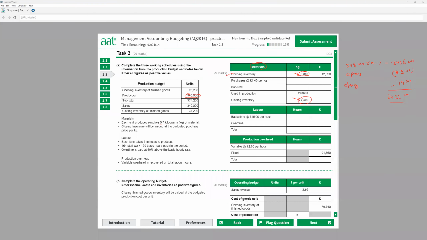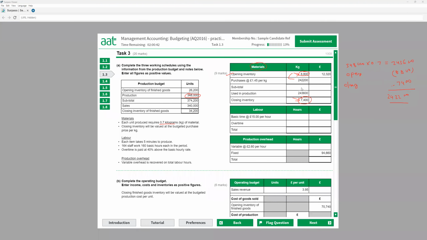This is the purchase amount. So this amount of material we have to purchase. All right, now if we have this one, we can find the subtotal. If we just add these two, the opening and the purchase, that should give us our subtotal. So 8,800 plus 242,200, and that gives me 251,000.